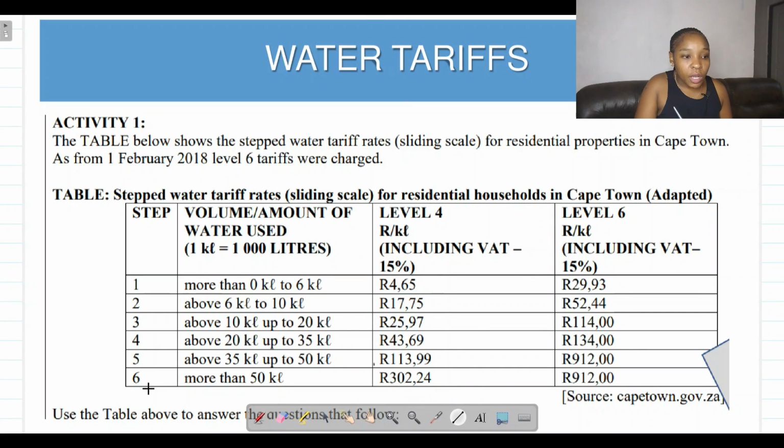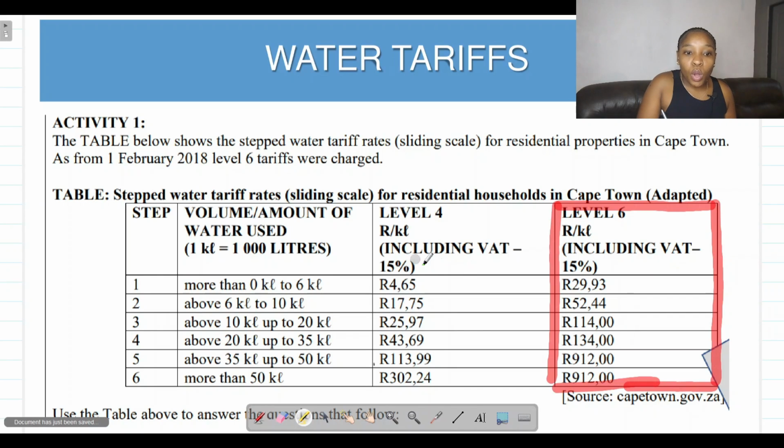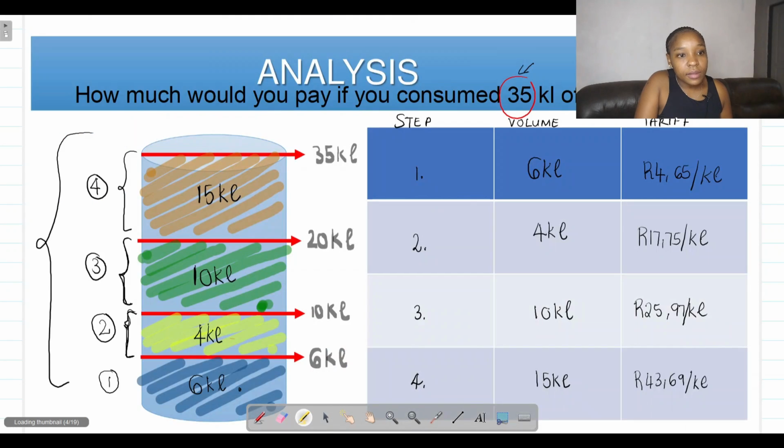In this question, we're going to be focusing on level 6, and we want to find out in which step we will be paying 52 Rand and 44 cents, right? So we see that in step number 2, we will be paying 52 Rand and 44 cents. Okay, so we're going to write that down.